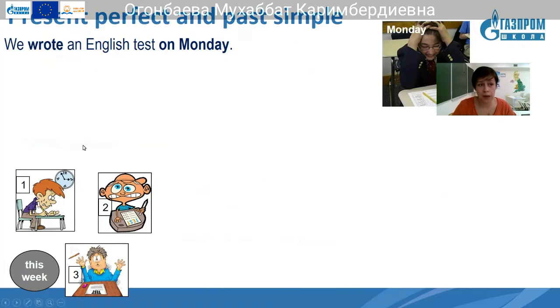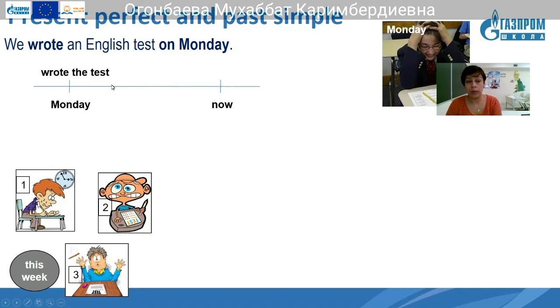The second example. He wrote an English test on Monday. We wrote. Look at this lady. She's a little bit stressed. And this is the fact we are talking about. We wrote an English test on Monday. Something happened on Monday, and we talk about this past simple, Sarah.